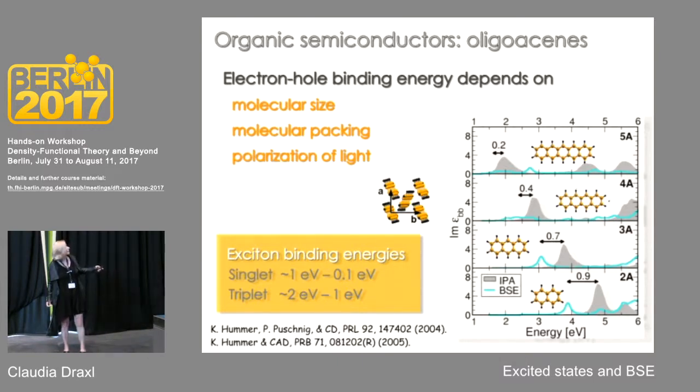So, as you see here, typical singlet exciton binding energies are in the order now of 1 electron volt, or between 0.1 and 1 electron volt. So these are cases of very strong exciton binding. And triplet states are even more localized, more confined, so they have binding energies of up to 2 electron volt even. We will see later an example with even higher energies. Now, so let's ask the question why this is the case.